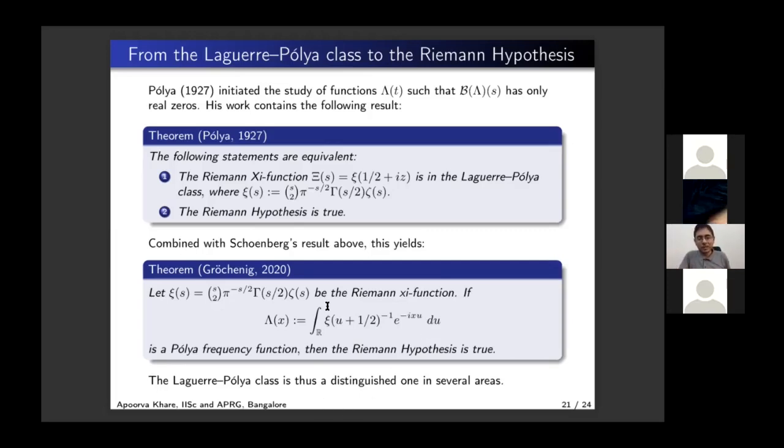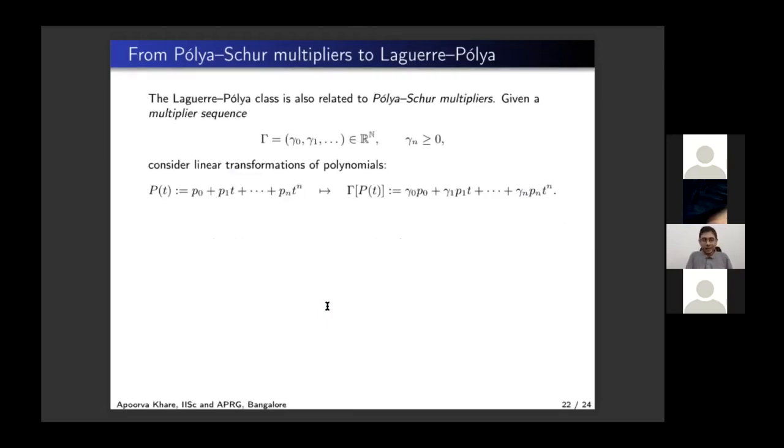Anyway, the Laguerre-Polya class is thus a distinguished one in several areas, from analysis, obviously, to matrix theory, matrix analysis and Polya frequency functions, to number theory. And finally, I mentioned Schur's name a bunch of times, and I didn't tell you why. So from Laguerre-Polya functions to Polya-Schur multipliers, or I will write down the result going the other way, but of course, the Laguerre-Polya class came first. So this is related to Polya-Schur multipliers.